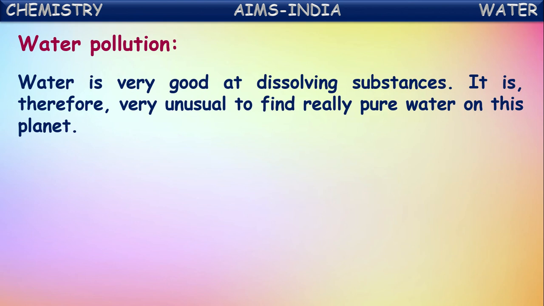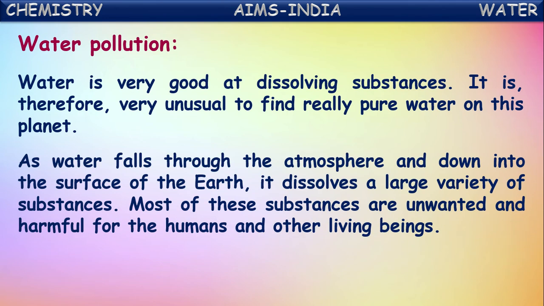Because of this reason, water is specially called the universal solvent. Have you heard this? Water is called the universal solvent because it can dissolve many substances into it. That is why it is very unusual to find really pure water on this planet. We cannot find pure water on this earth because it immediately dissolves certain substances into it. Why? Because water can dissolve almost all substances. Whatever substances are available, they dissolve immediately into water. That's why it is very unusual to find really pure water on the planet.